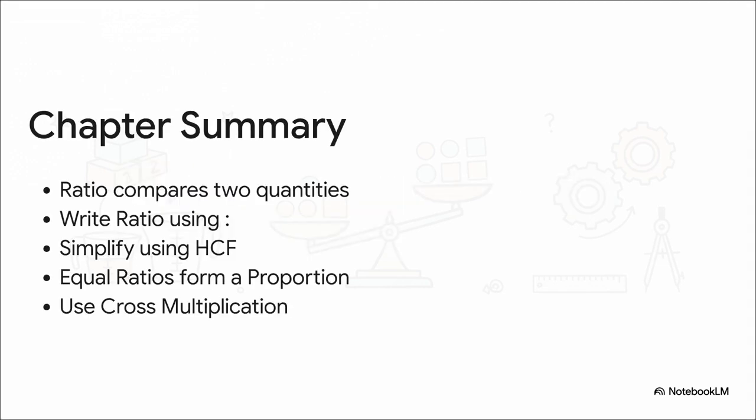So let's lock this all in. The crucial points of everything we've done today basically boil down to 5 golden rules. 1. A ratio compares quantities. 2. Use that colon symbol to write it.